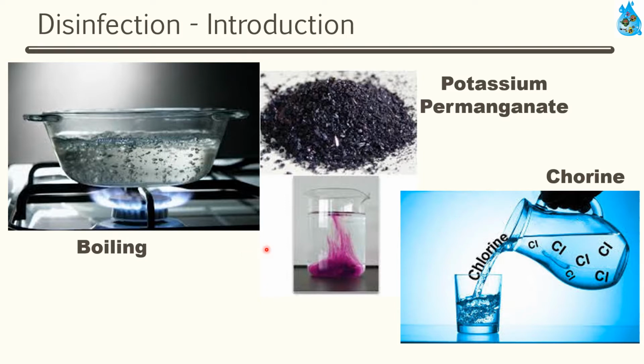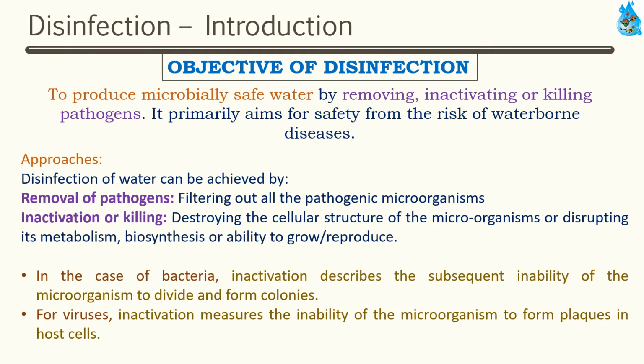We frequently use these approaches commonly to disinfect the water, like boiling. Sometimes we add potassium permanganate, and a very popular one is chlorine. Talking about the objectives of the disinfection process, the prime objective is to produce microbially safe water by removing, inactivating or killing pathogens. So our ultimate aim is to kill the pathogens. It primarily aims for safety from the risk of waterborne diseases.